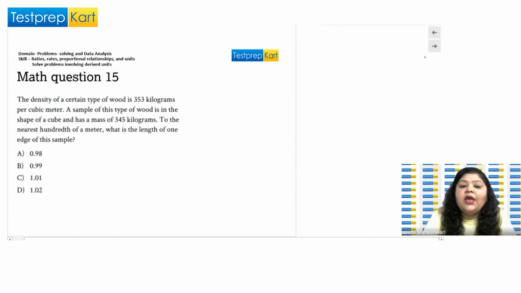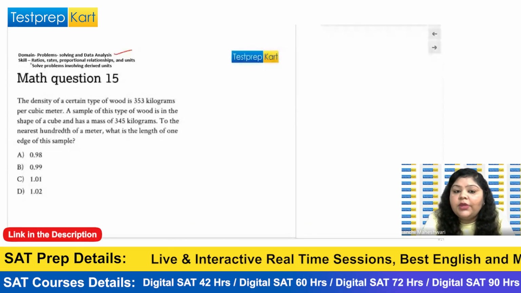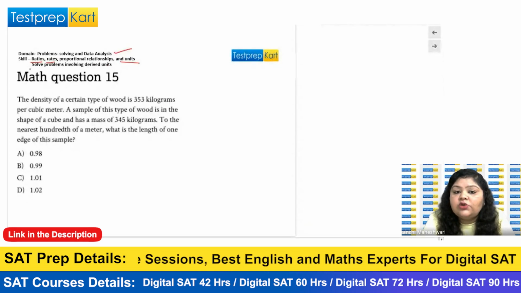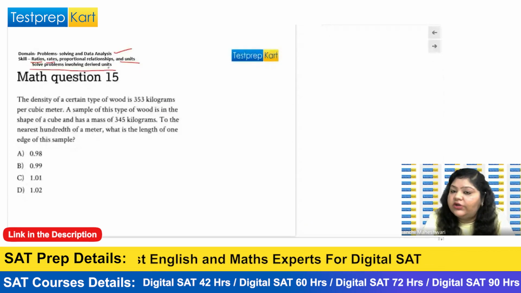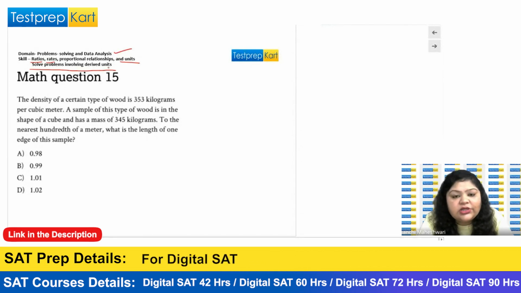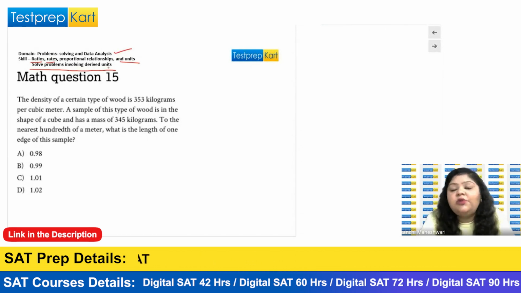Come on, have a look. This question also belongs to the same module, problem solving and data analysis. From that module, it belongs to the topic of ratio, rates, proportional relationships, and the unit, solved problems involving derived units. Basically that also belongs to the arithmetic section, which means you can understand it belongs to problem solving.